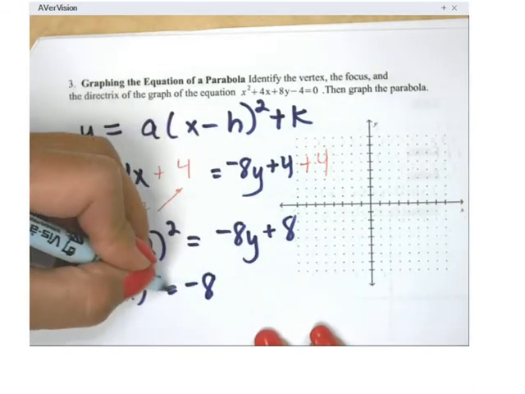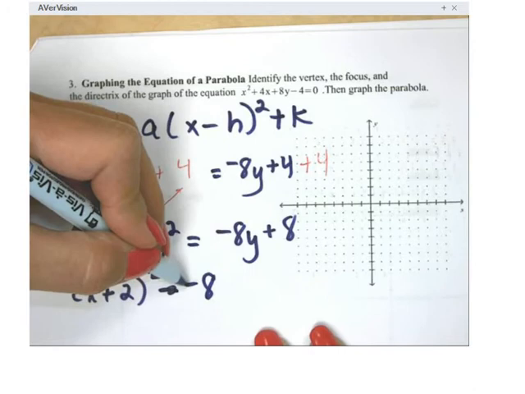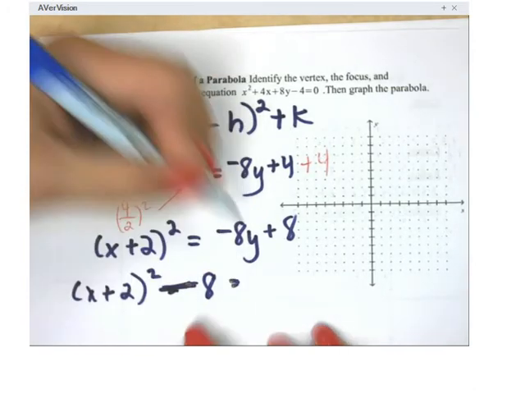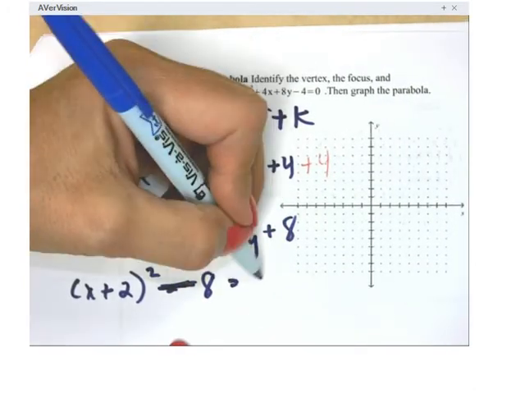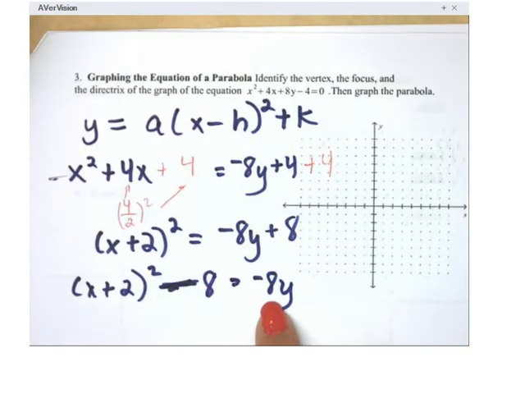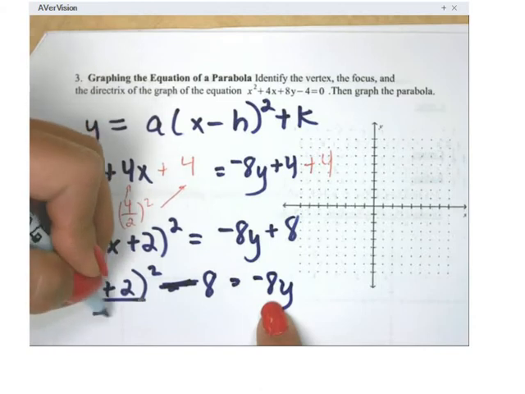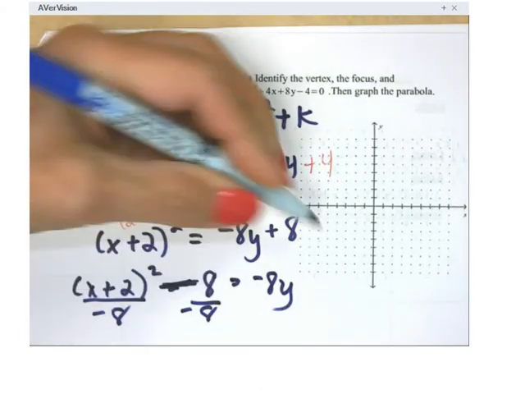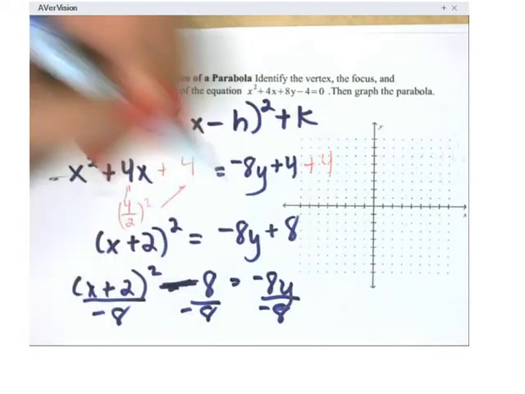And now this is a perfect square. We just manufactured a perfect square, x plus 2 quantity squared. Add these together. I have negative 8y plus 8. Now I'm almost done putting it in that form, and there are a couple things I can do. I'm going to subtract 8 from both sides.